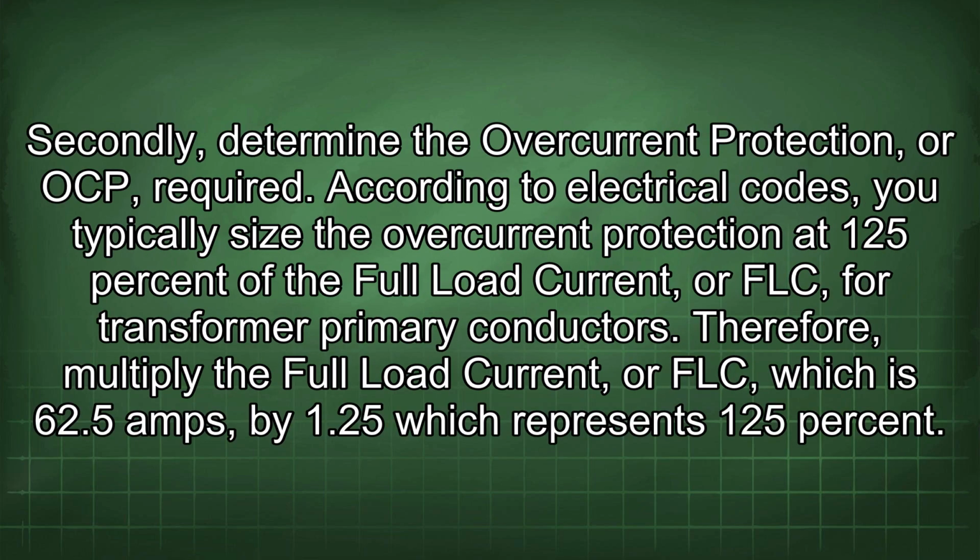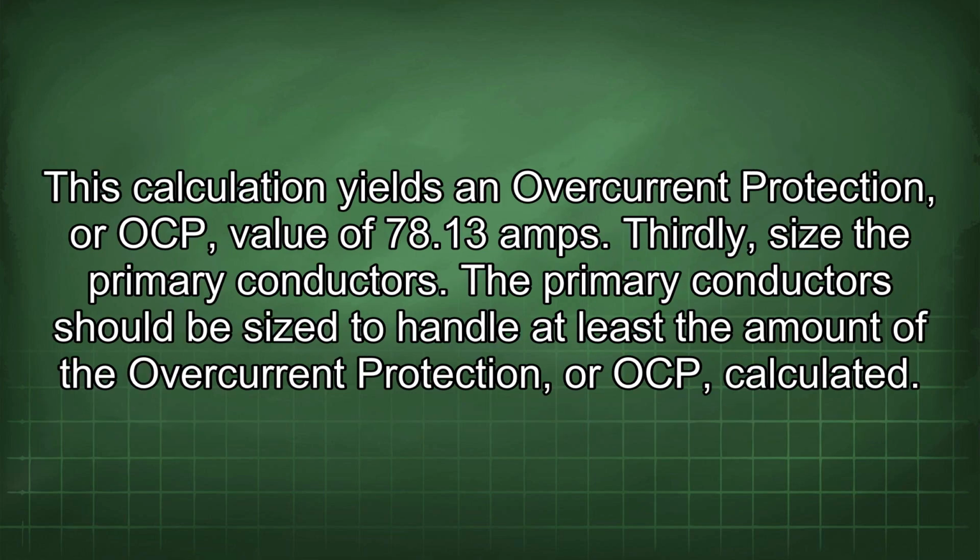Secondly, determine the overcurrent protection, or OC, required. According to electrical codes, you typically size the overcurrent protection at 125% of the full load current, or FLC, for transformer primary conductors. Therefore, multiply the full load current, or FLC, which is 62.5 amps, by 1.25, which represents 125%. This calculation yields an overcurrent protection, or OC, value of 78.13 amps.